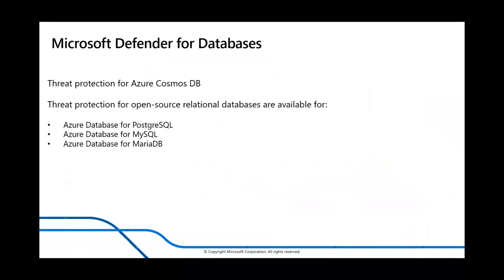For other open source relational databases, the Defender for Cloud plan brings threat protection for the following open source relational databases: Database for PostgreSQL, Database for MySQL, and Database for MariaDB. When we enable this plan, Defender for Cloud will provide alerts when it detects anomalous database access and query patterns and suspicious database activities.